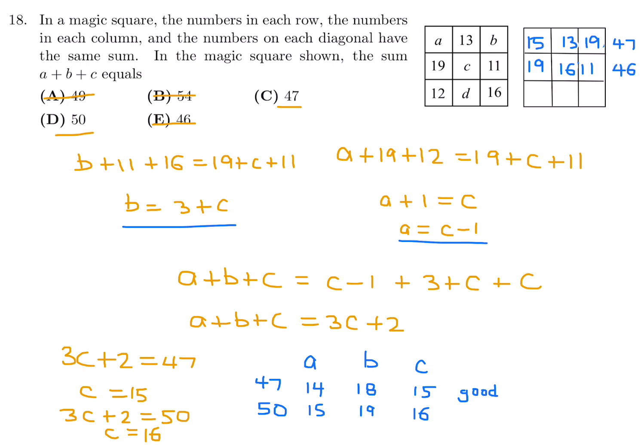Well, as you can clearly see, that does not work. Those numbers are not the same. So this, not good. So that means it's not 50, it's 47. So 18, the answer is C.